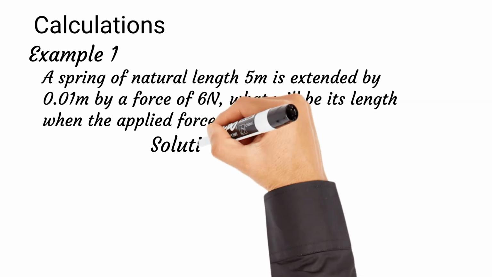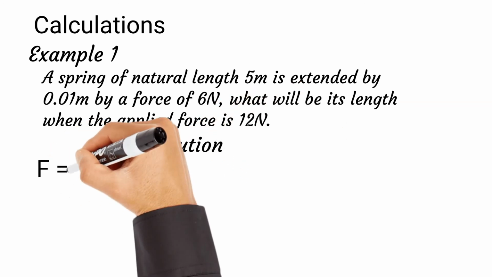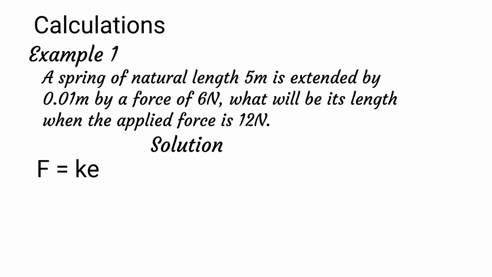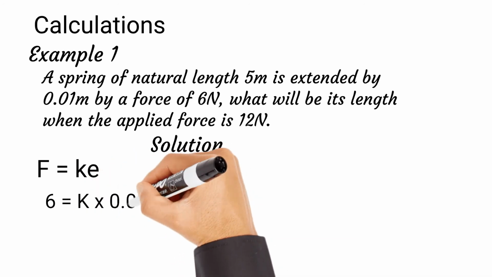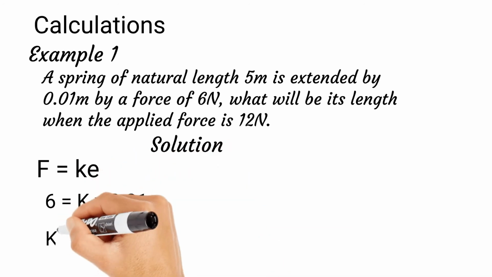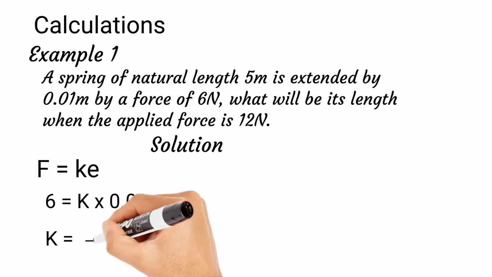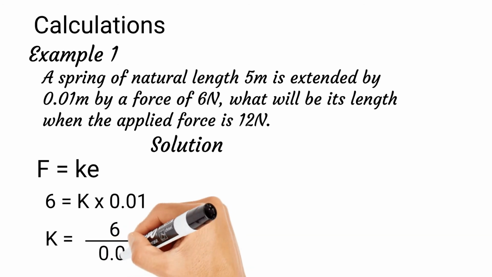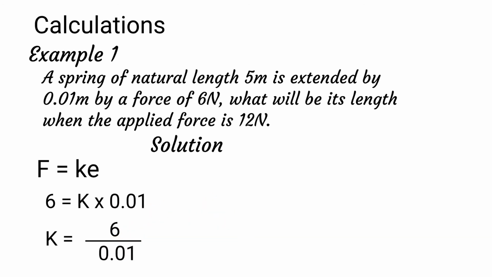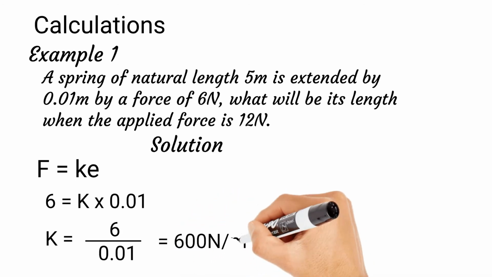Solution. First, we have our parameters intact. We first use our formula F equals Ke to find the elastic constant. F is 6 from the question, K times the extension 0.01. If we make K the subject, we have 6 over 0.01. If we divide, K will give us 600 Newton per meter.